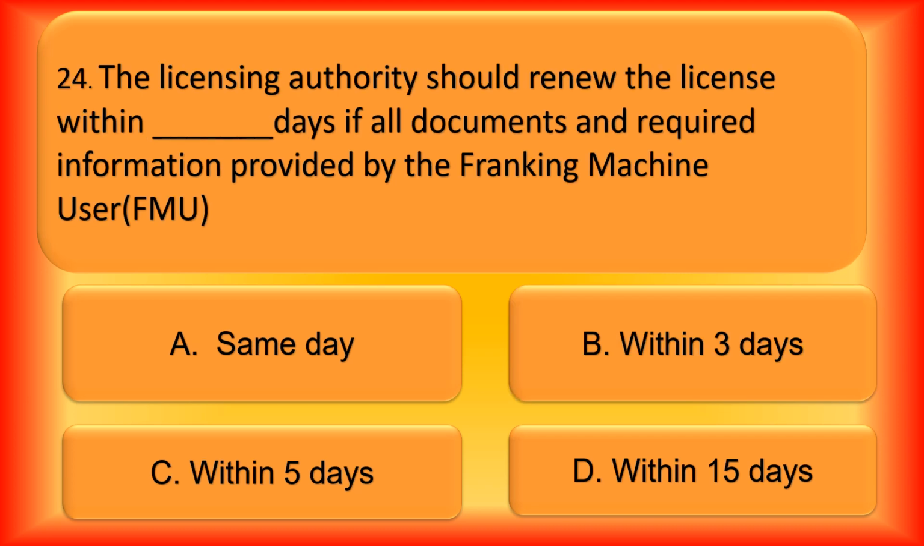Question number 24. The licensing authority should renew the license within dash days if all documents and required information are provided by franking machine users. Option A, same day, option B, within 3 days, option C, within 5 days, option D, within 15 days. The correct answer is option C, within 5 days.